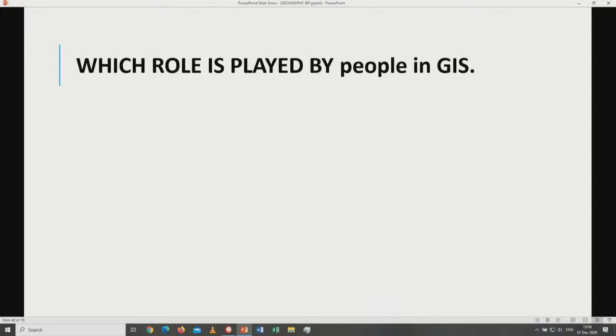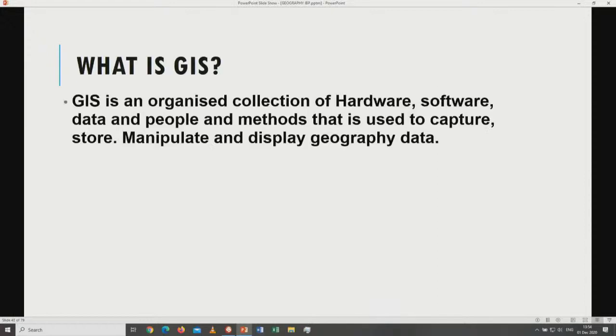Okay, this is critical, grade 12. Which role is played by people in GIS? Which role do we play as people? Because this GIS is for us. The first thing that we do, we develop the programs. By the way, when I talk about these components, grade 12, listen to me. You can think of GIS like baking a cake, né? If you don't add sugar or flour, there won't be a cake. These are ingredients, they all go together. If one of these components is not there, there will be no GIS.